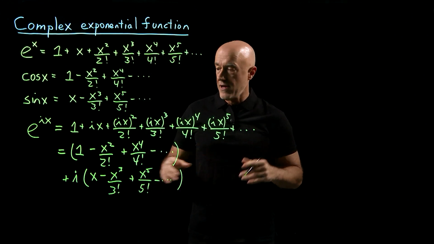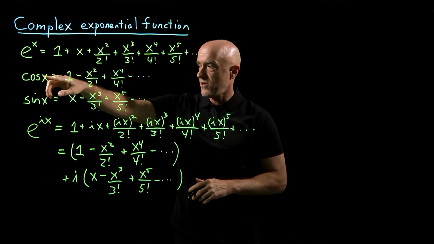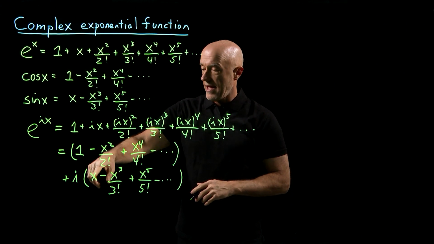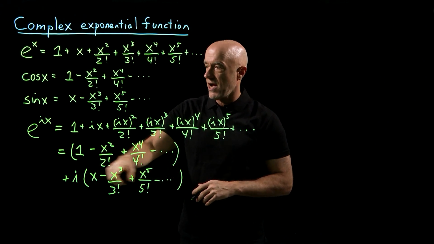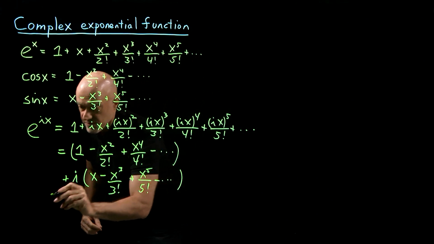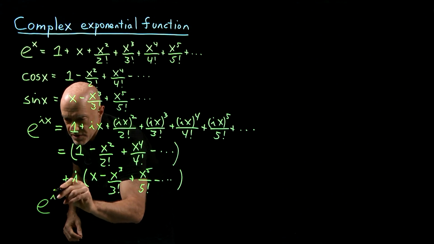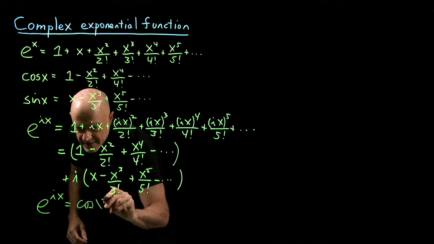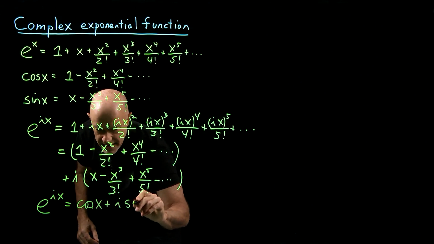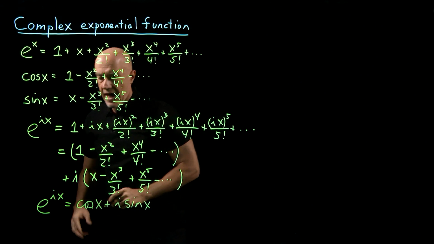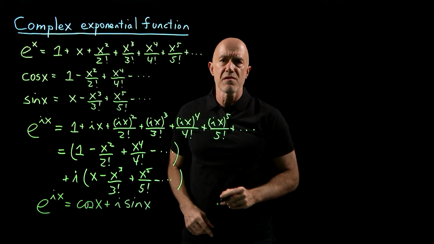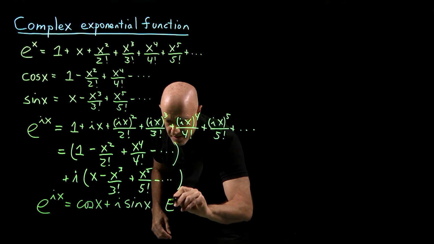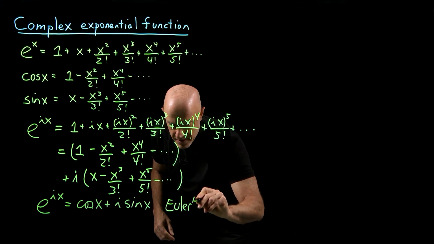And now we have a connection between cosine, the first series here is the cosine series, and sine, the second series here is the sine, and the complex exponential function. So we get the amazing result that e to the ix is equal to cosine x plus i sine x. And that is maybe one of the most remarkable formulas in mathematics. That's called Euler's formula, after Euler.